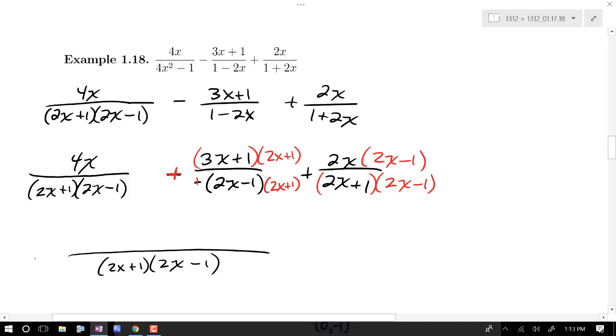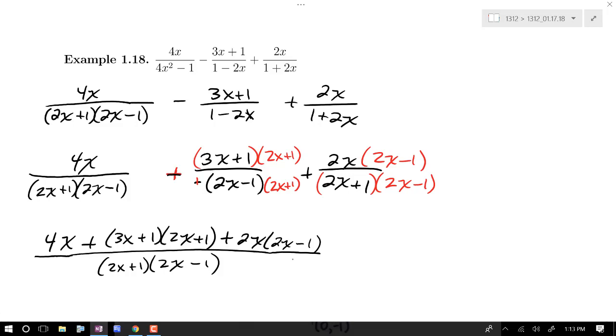Up top, what we have is this expression. So I got 4x plus, and then I have 3x plus 1 times 2x plus 1. And then I'm adding 2x times 2x minus 1. So the numerator, this is definitely not factored. It is not expressed as a product of its factors, and we can tell because of this addition in between. We're adding some products, right? I mean, this right here in the middle is a product, but overall, this is just one big term of this whole numerator.